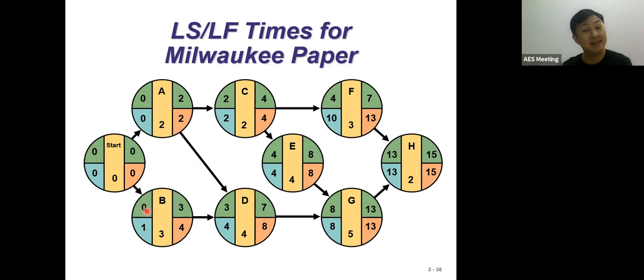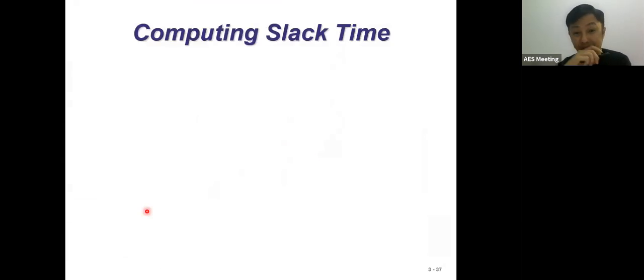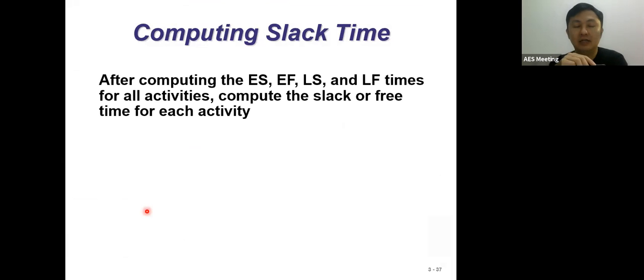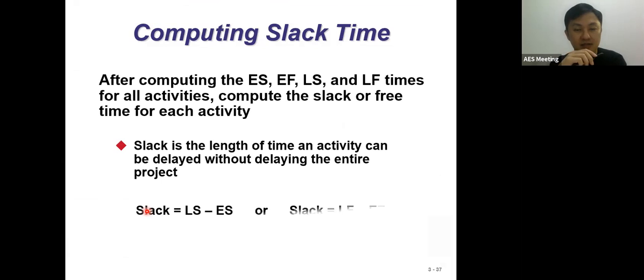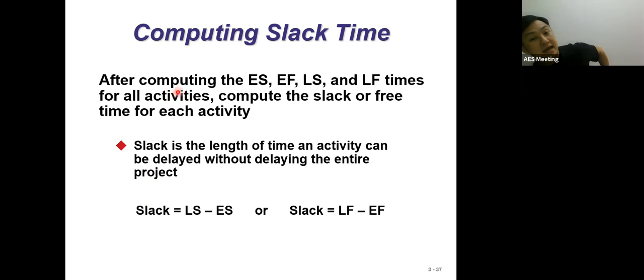So what is the next thing here? Now we do have slack time. Just now I briefed you earlier that slack time is an important exercise for us to identify the critical activities. After computing the ES, EF, LS and LF, we have done the earlier start, earlier finish, late start, late finish for all activities. So the next thing is to compute slack time, which is about the free time for the activities.